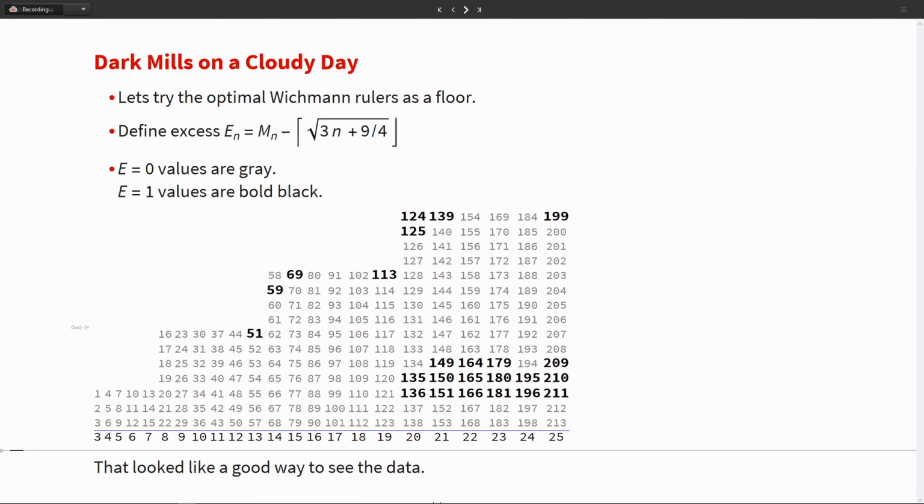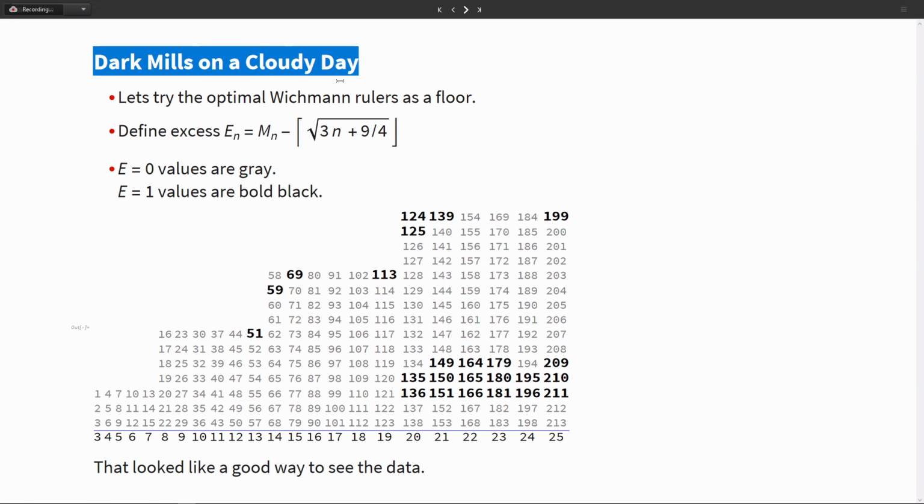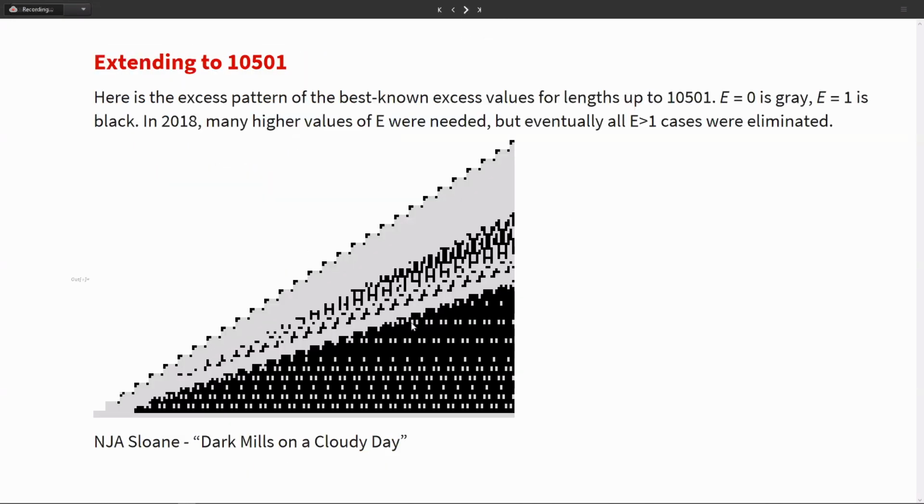And this looked like a really good way of seeing the data. I showed this to N.J. Sloan, and he called this pattern dark mills on a cloudy day when he saw this. We extended this to 10,000, and this is the weird pattern that formed. And this area down here is what Dr. Sloan called the dark mills. And up here, there's various places where it was also one.